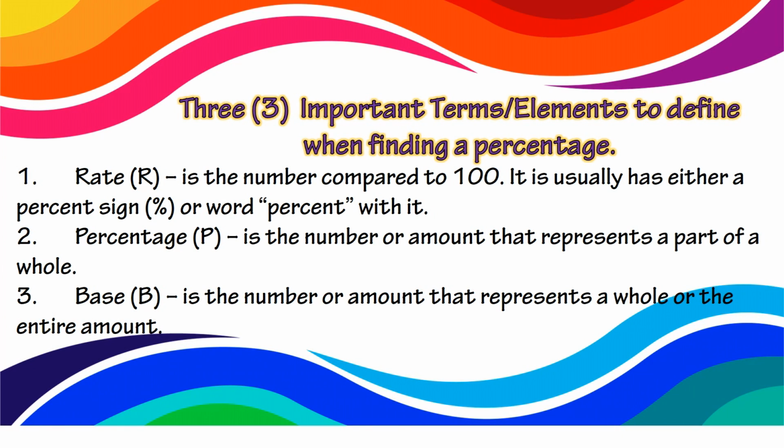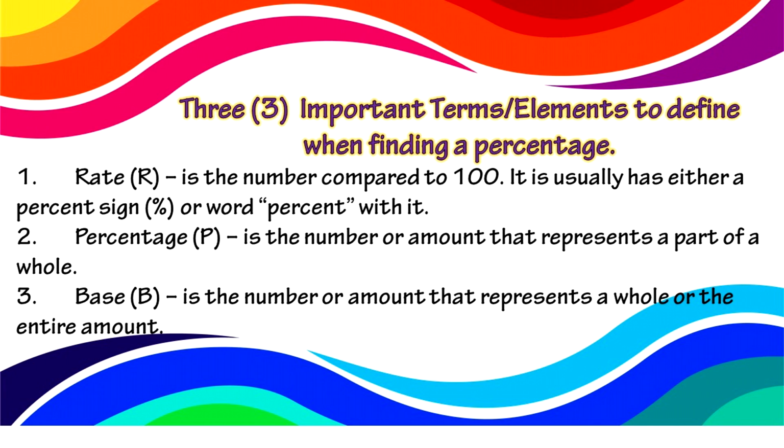Always remember the three important terms or elements to define when finding a percentage, which are rate, percentage, and base. When we say rate, this is the number compared to 100. It usually has either a percent sign or the word percent with it. Percentage is the number or amount that represents a part of a whole, while base is the number or amount that represents a whole or the entire amount.